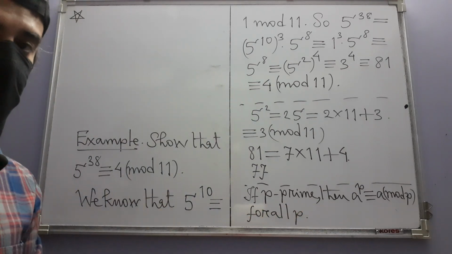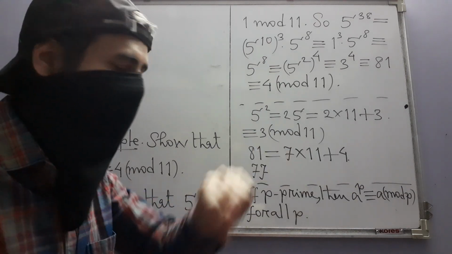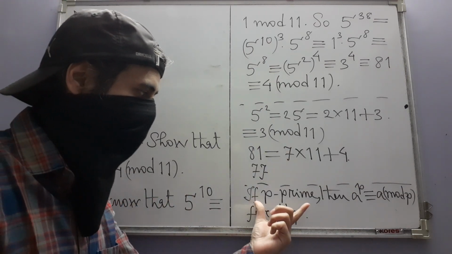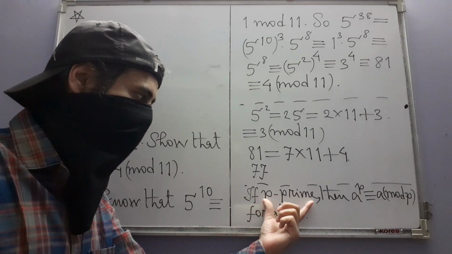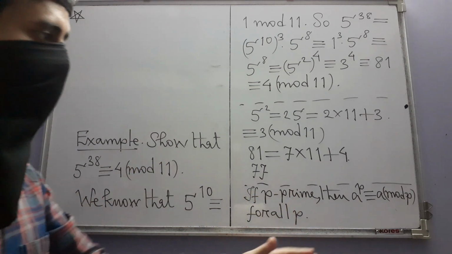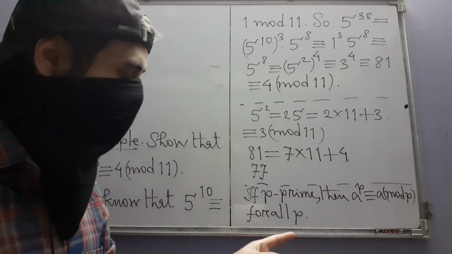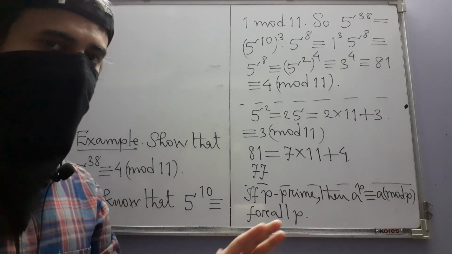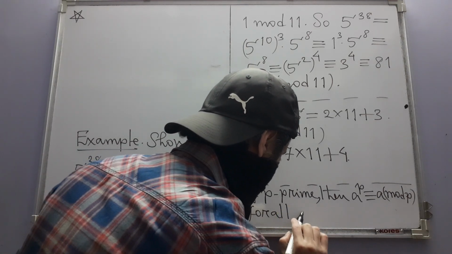Look at this statement. This statement is an implication. No? Its structure is if then. That means there is a hypothesis and there is a conclusion. The hypothesis is that P is a prime number, and the conclusion is that this congruence is true for all integers A, without any restriction, for all integers, for all A.